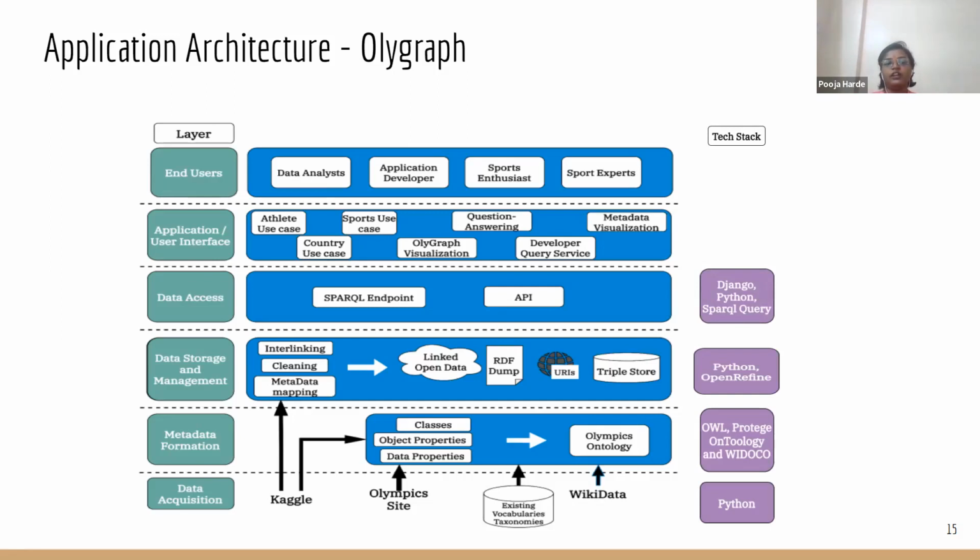So how are we connecting the application layer, data access layer, and data storage layer? We are using Django Python and SPARQL queries to retrieve the data from the triple stores and show it to the user. And then the front end of this application has been created using HTML, Tailwind CSS, and Chart.js. So this is regarding the application architecture of the Oligraph web application.